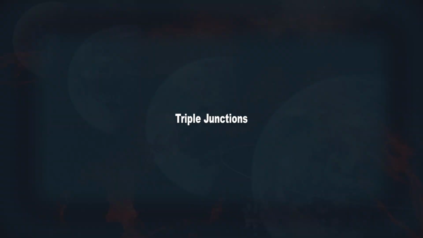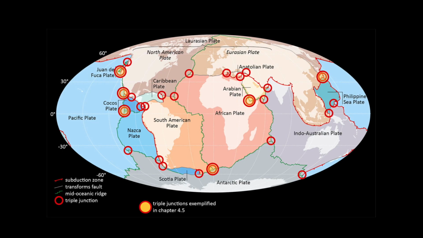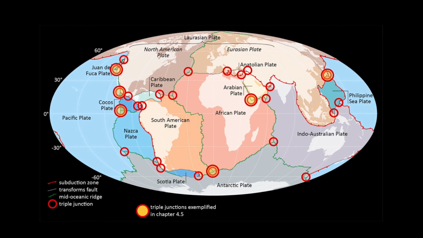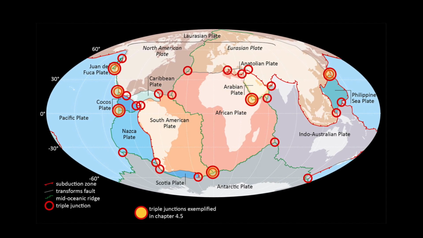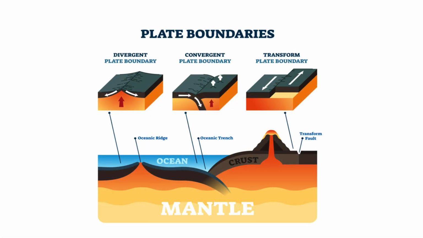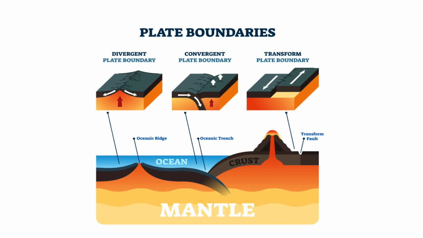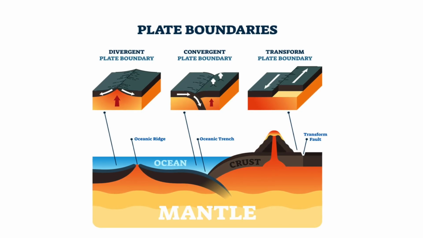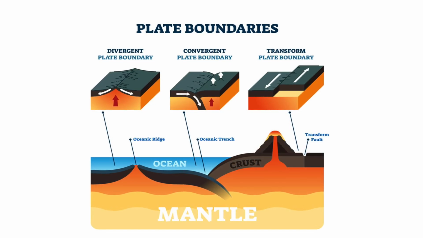Let us have a discussion on the important topic of triple junctions. A triple junction is a place where three tectonic plate boundaries meet. These boundaries can be of any type, that is rift, which is divergent, subduction, which is convergent, or transform, that is strike slip. These junctions are important because they are active and dynamic areas of the earth's crust.